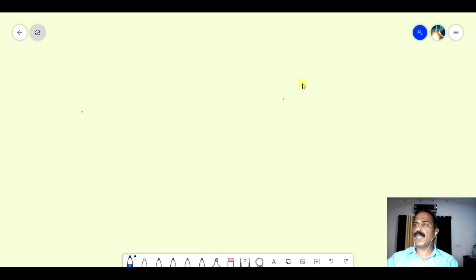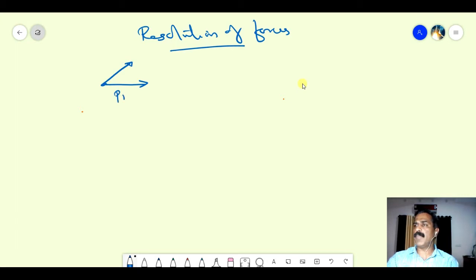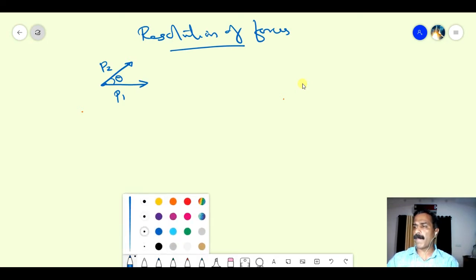So dear learners, today we are going to see the resolution of forces into its components. We have already seen that if there are two forces acting on a body simultaneously, say P1 and P2 at an angle of theta degree, then we can find the resultant of these two.